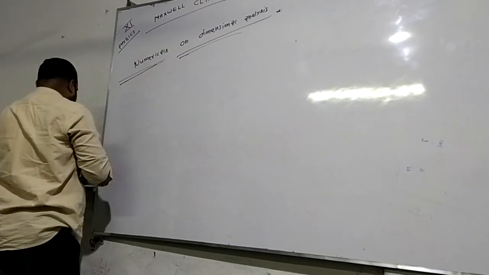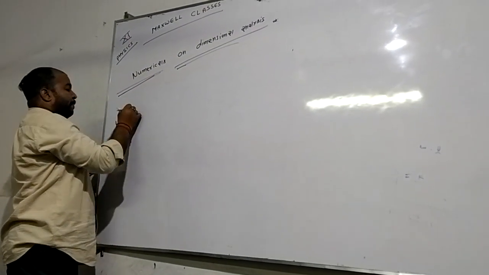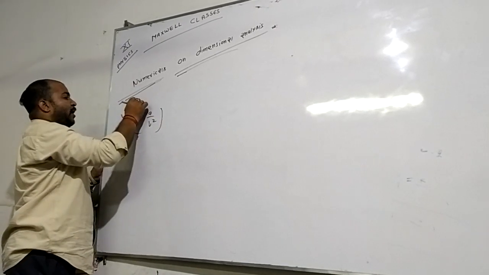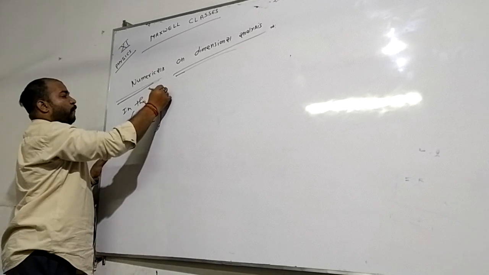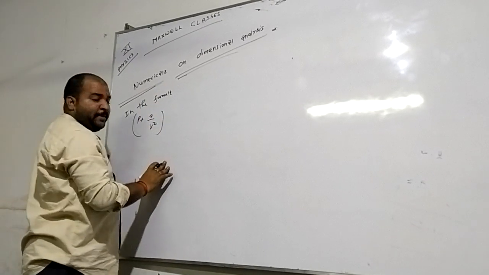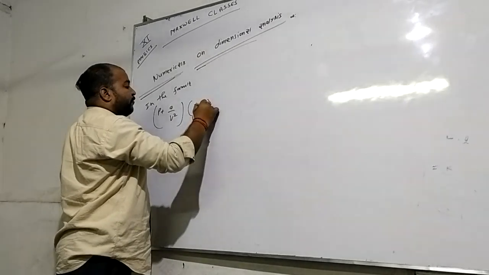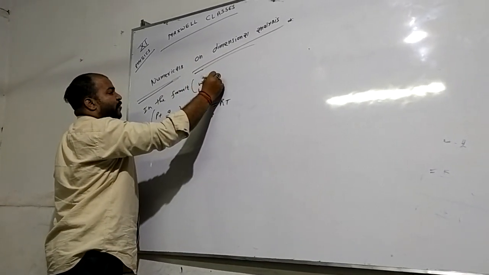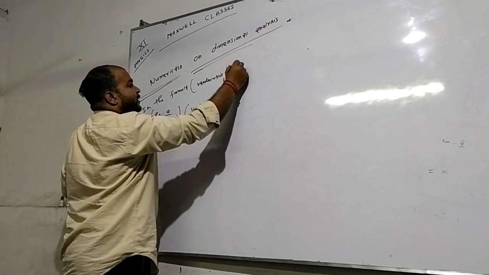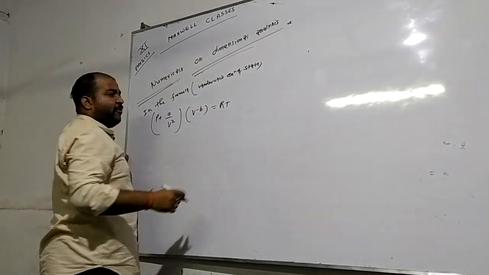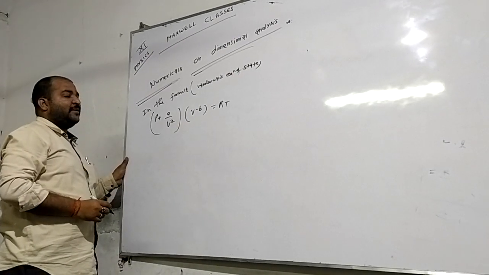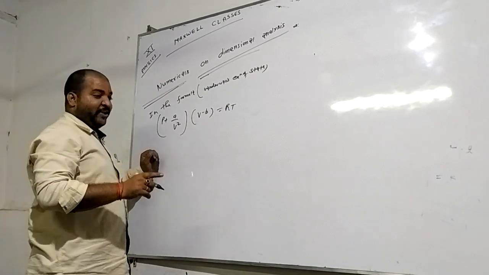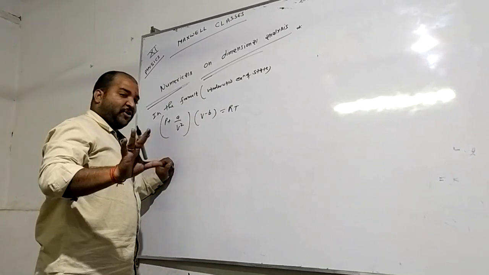Okay, suppose it is given that P plus a upon V square in the formula (P plus a by V square)(V minus b) equals RT. Actually this is the van der Waals gas equation, the van der Waals equation of state. You will come across this in the chapter States of Matter covered in the chemistry of class 11. States of Matter is one of the important chapters that should be discussed.